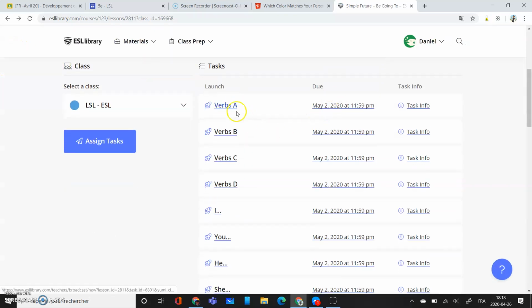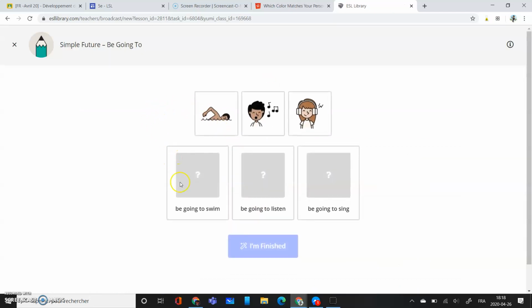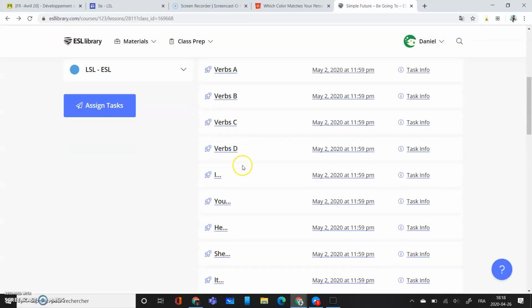Then the same thing is going to happen with the other verbs, verbs B, verbs C, and verbs D. It's the same activity. So let's have an example for verbs B. If you look at this one, you're going to match to the right sentence. Next, you're going to start by looking at how I'm going to use the simple future going to.